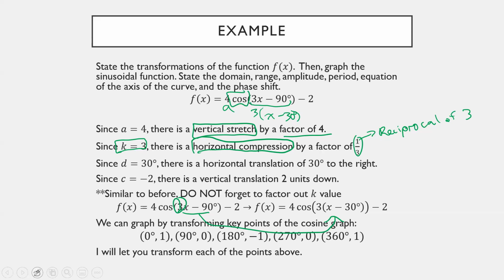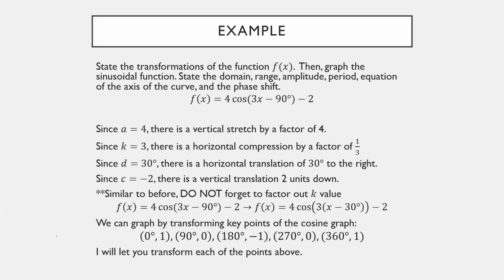I'm going to erase this so I have space, and I'll do them up here in the corner. So I have 0 and 1. What I'm going to do is just apply the transformations and see what I get. Let's do the general rule here: (x, y) gets transformed into (x over k plus d, a times y plus c).